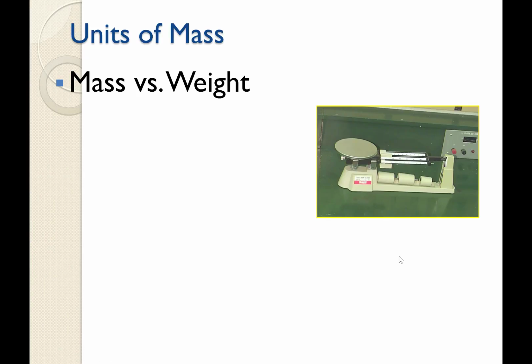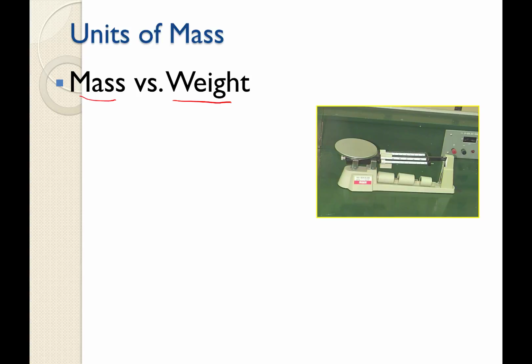A couple of other concepts we want to cover related to these SI units. First we want to talk about mass versus weight. When we talk in common conversation, these terms are essentially interchangeable. But in chemistry, in physics, in science in general, they have very different meanings. Mass is the amount of matter something contains. Weight is the force with which gravity pulls on an object.